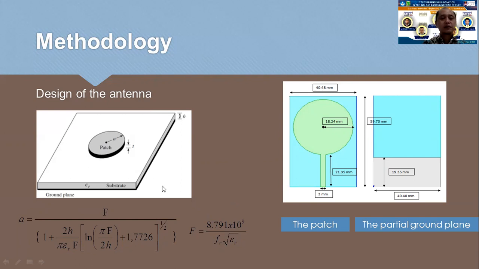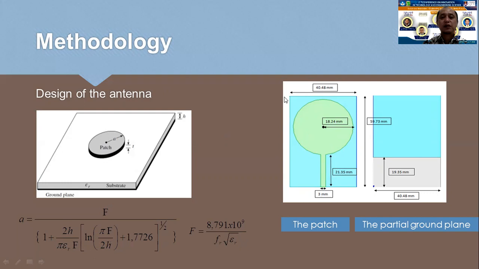From this normal design, we modify this patch by using a line feed as a feeding for this patch. As you can see here, the feeding line is 21.35 millimeters with the width of this line feed 3 millimeters. We have 18.24 as a radius for the patch from the equation.